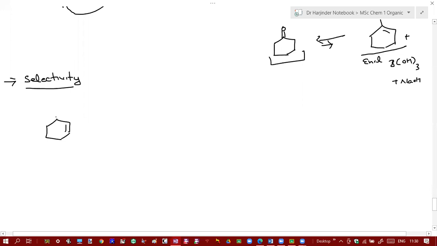Suppose we want to carry out this 1,2 addition and we want to reduce this carbonyl group with sodium borohydride. So how to increase selectivity with sodium borohydride? If we want to increase selectivity, what do we have to do? We have to increase the electron deficiency of carbon.